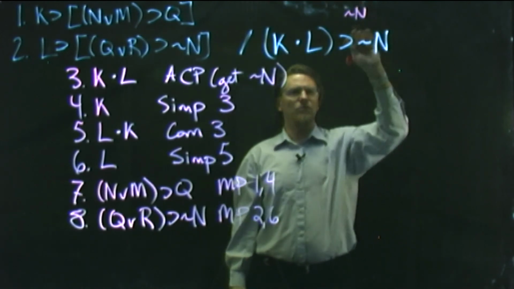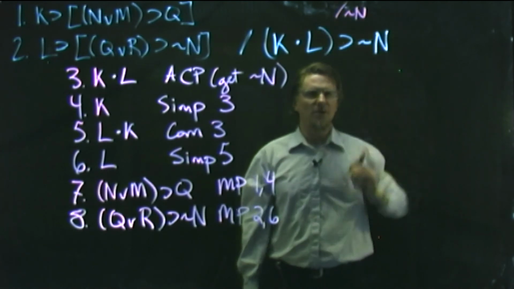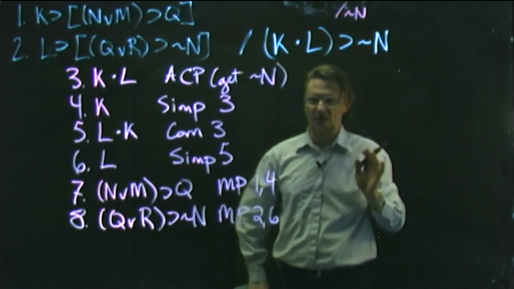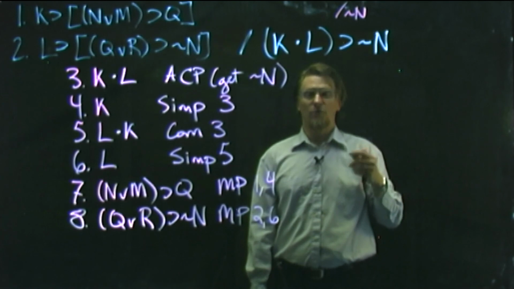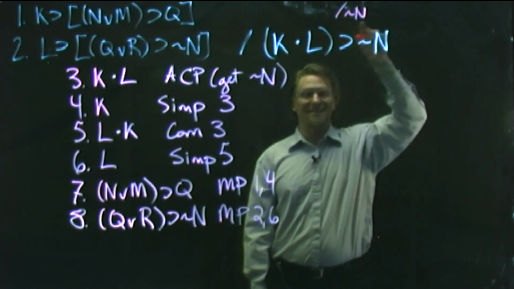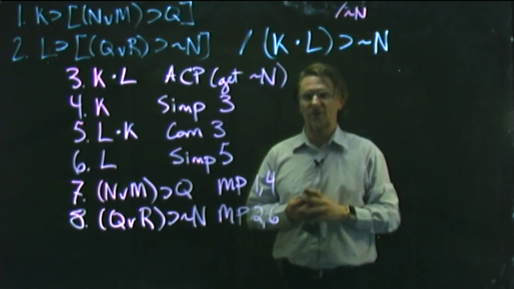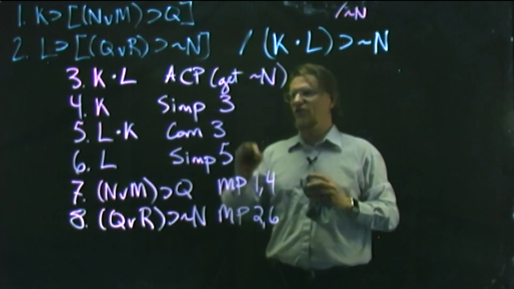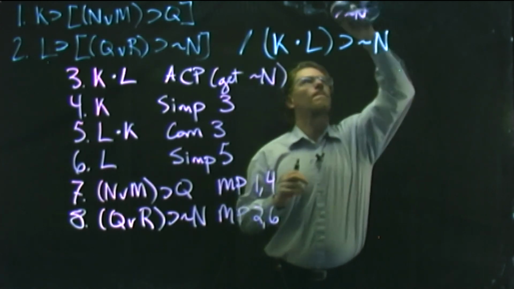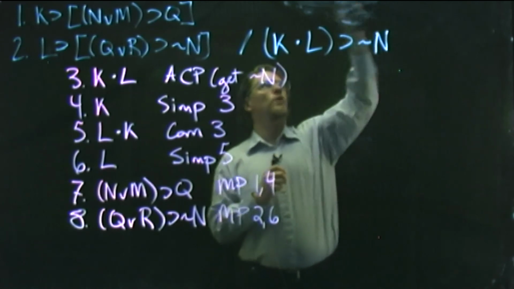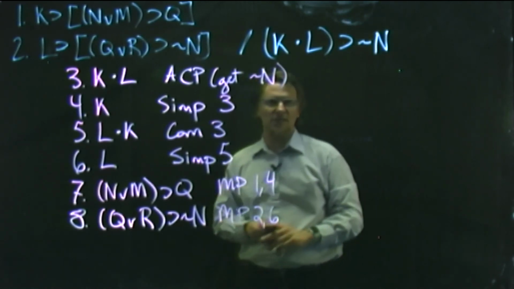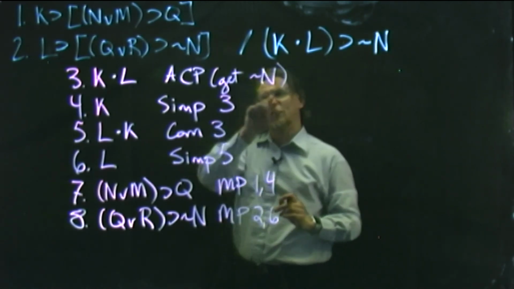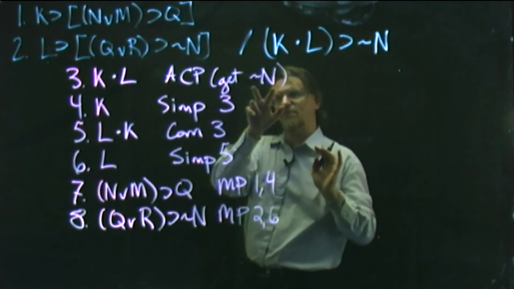We would do indirect proof to get tilde n if we have that capability. And so that's how we want to think about tilde n here. We are trying to get tilde n, and a good way to get tilde n would be to do indirect proof to get that.